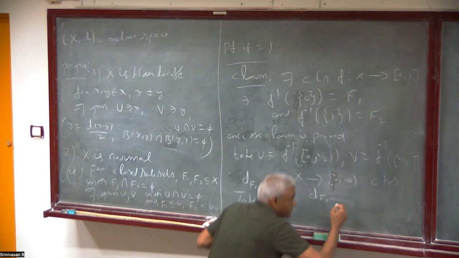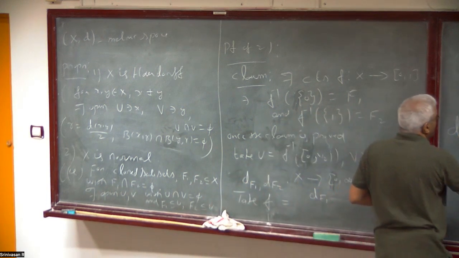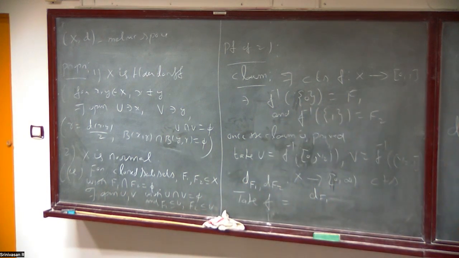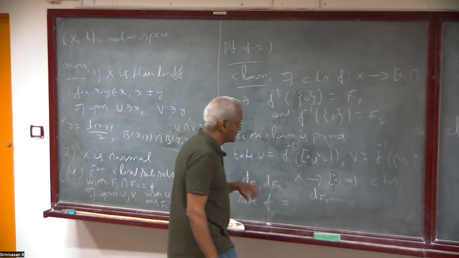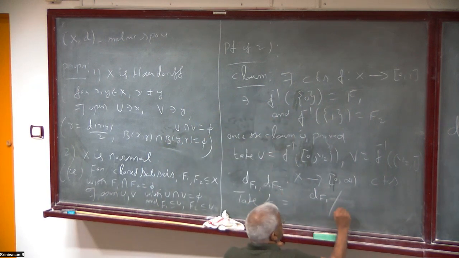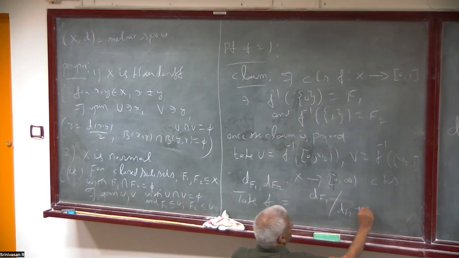You remember this function, d_A of x is equal to the infimum of d(x, a) over a in A, for any set A. We proved that this is a continuous function. And for these sets F1 and F2, I take those functions: d_F1 over d_F1 plus d_F2.